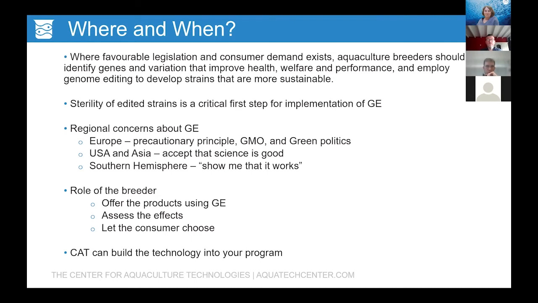The role of the breeder is to offer products that are produced using gene editing, help assess the results of the performance in those animals, and then provide that option for the consumer, and the consumer should be informed enough to be able to make a choice. And from a commercial perspective, CAT are building the technology just now and are ready to apply it into breeding programs as we take the discussion forward.